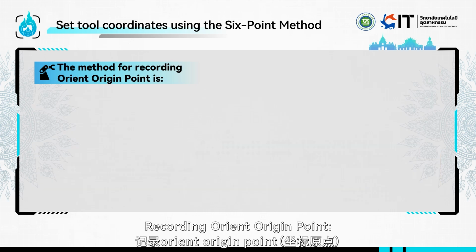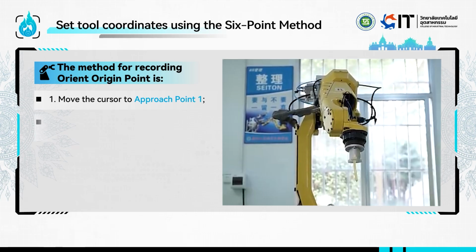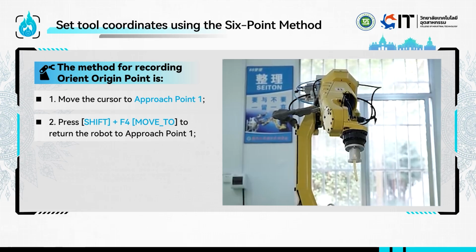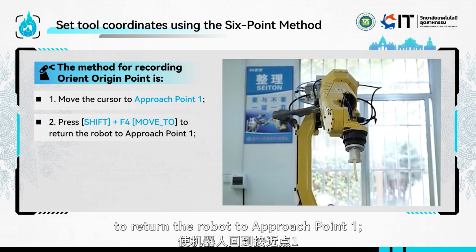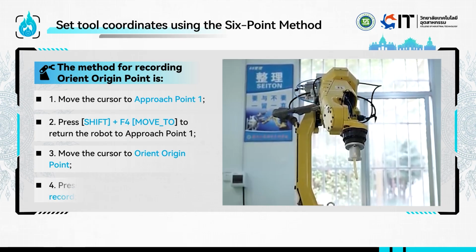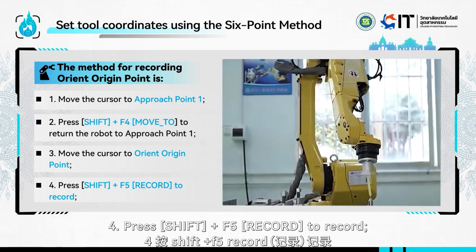Recording orient origin point. 1. Move the cursor to approach point 1. 2. Press Shift plus F4, move 2, to return the robot to approach point 1. 3. Move the cursor to orient origin point. 4. Press Shift plus F5, Record, to record.